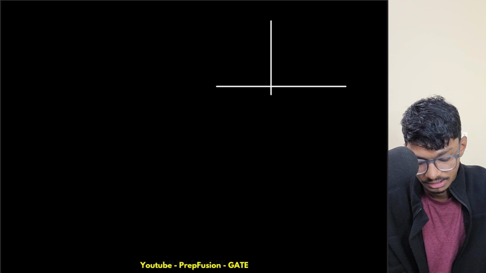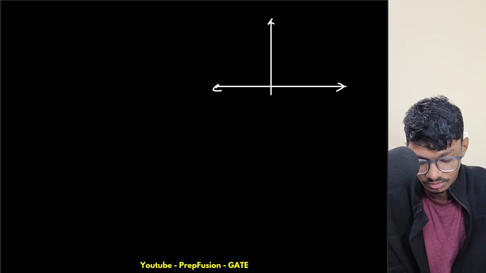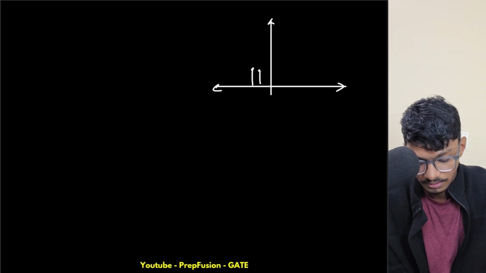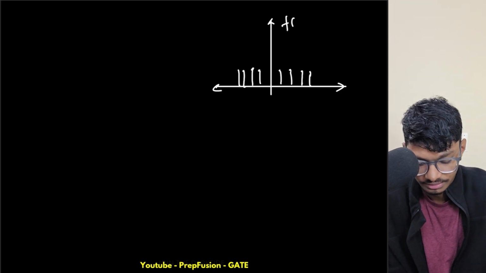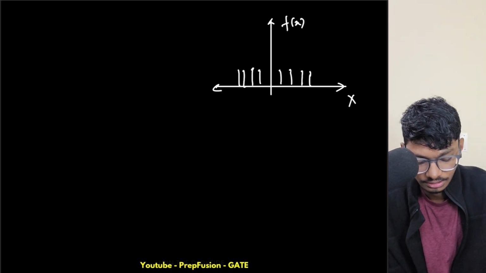If you recall the graph of a uniform distribution, here in this case, as it is discrete and not continuous, it will be something like this. Probability at each point. This is f of x and this is x.